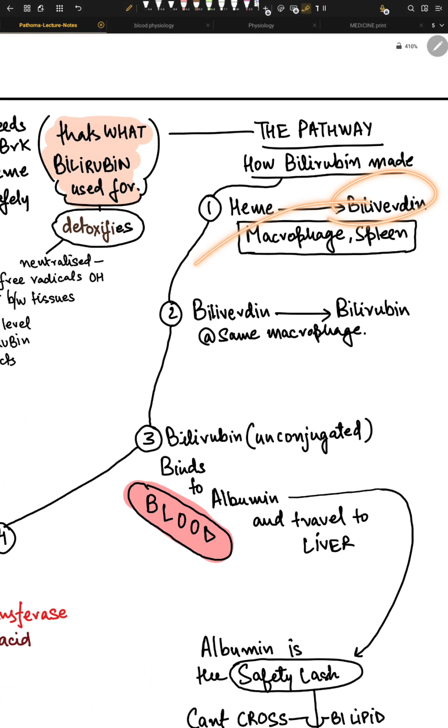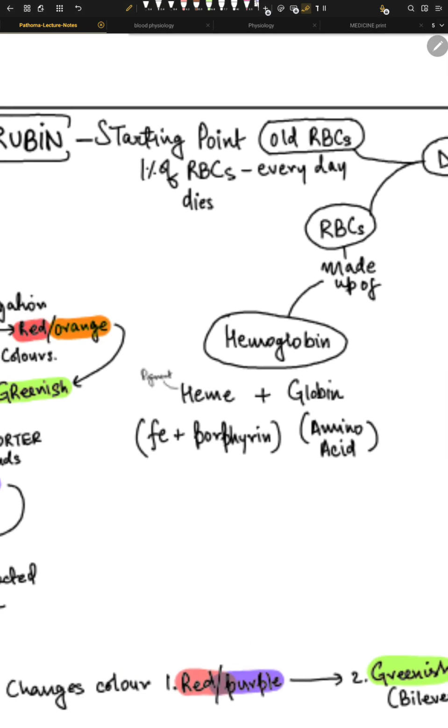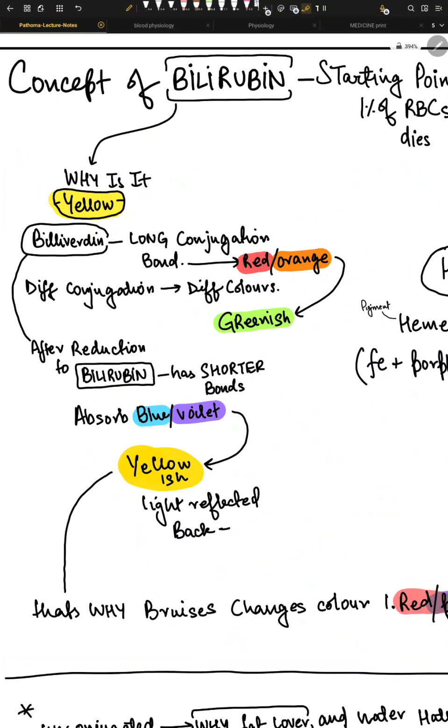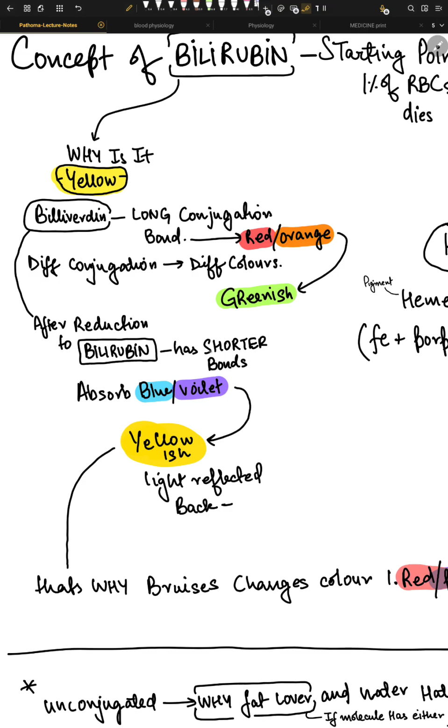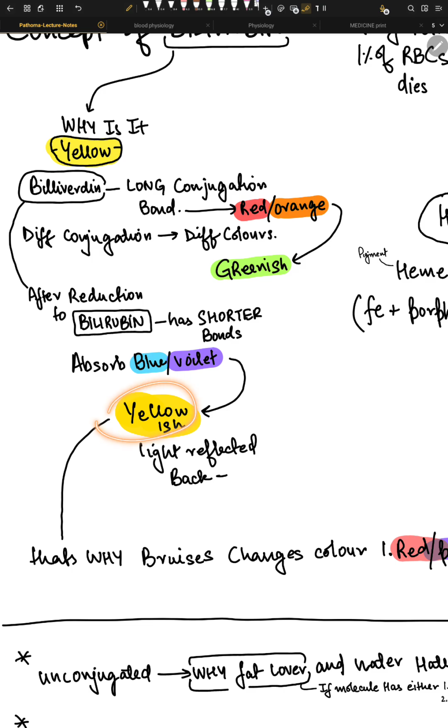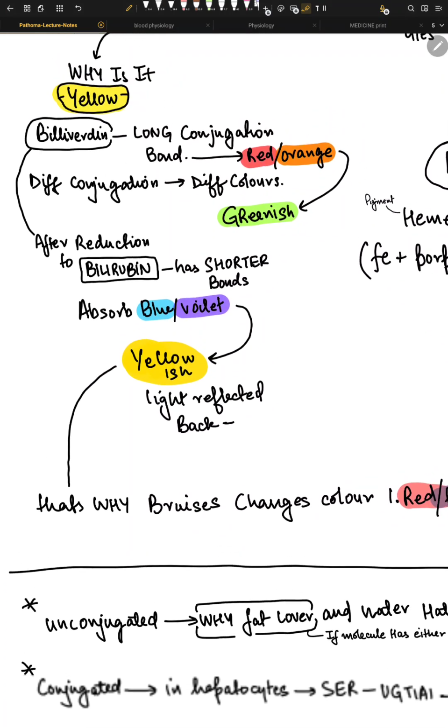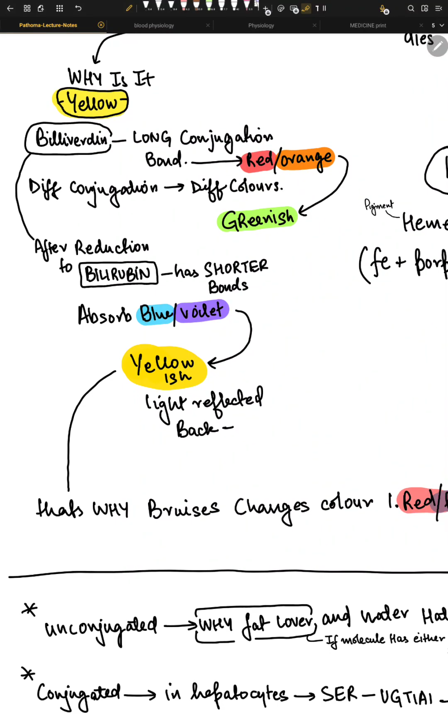After reduction, biliverdin turns into bilirubin, right? In the macrophages. So what happens here is the formation of bilirubin, which has shorter conjugation bonds. These shorter conjugation bonds absorb blue and violet light. Once they absorb that, the yellowish light is reflected to us, and then we see that bilirubin is giving this yellow tint on the skin, on the sclera, and wherever there is some sort of fat present, you will have bilirubin there, because unconjugated bilirubin especially is fat soluble, right?